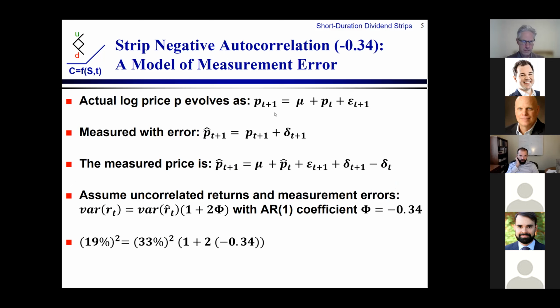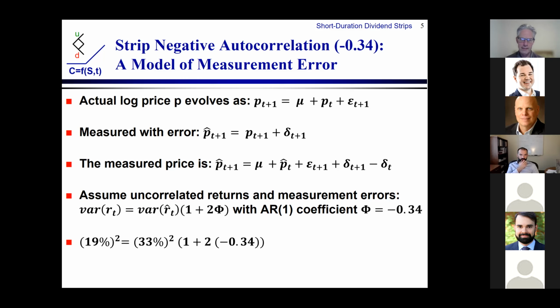So there is a price based on yesterday's price and some kind of innovation. That's a true price. And then you're having the price measured with some kind of error, and that is what you observe. Now, sticking everything back together, the measured price then has to do with yesterday's measured price, with the innovation to the true price, but it also has to do with this difference in measurement errors. So we're having a very straightforward little model of prices, including measurement error.